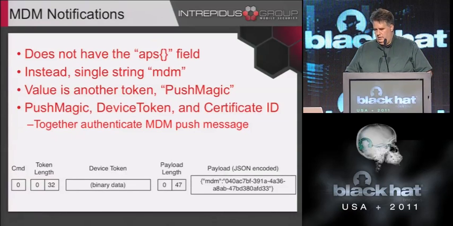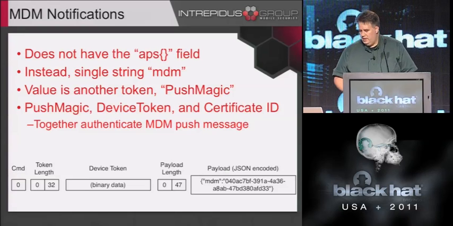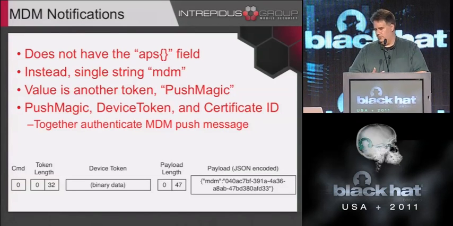For MDM, it's almost exactly the same, except instead of having that top-level APS dictionary, it's just got a single string value called MDM, and in there is a token. In this case, it looks like a big random UUID. And that token comes from the device when it's enrolled. It's called the push magic token. And so together, the push magic token, provided when the device enrolls, the device token, which Apple gives it to do the MDM connection, and then the identification on the certificate.